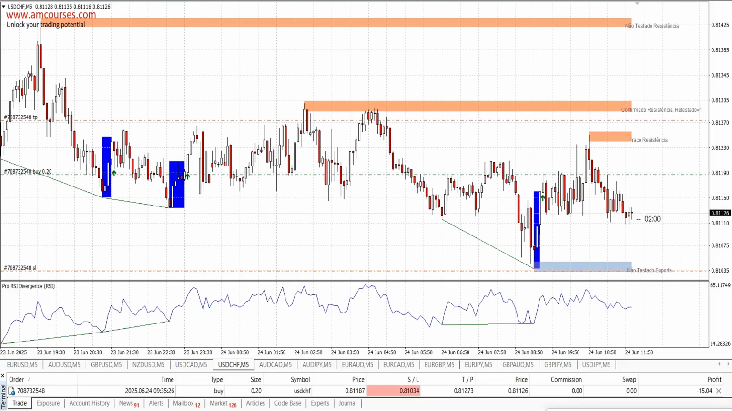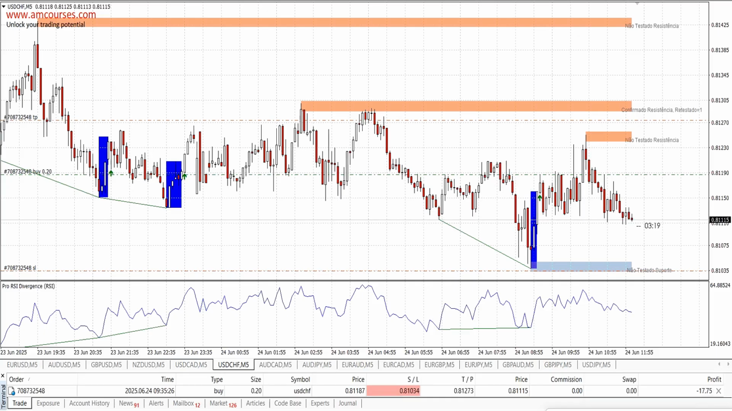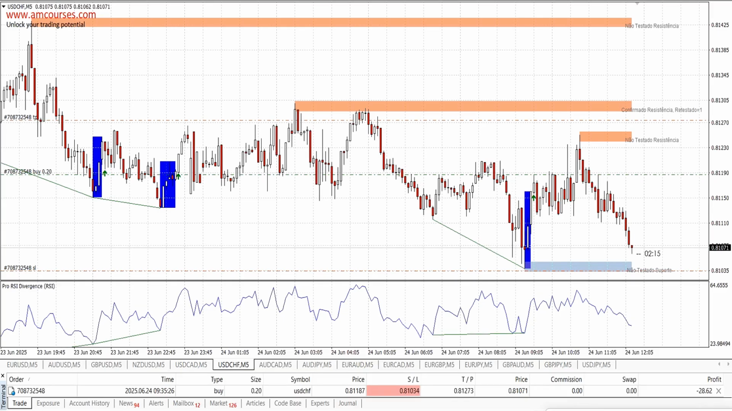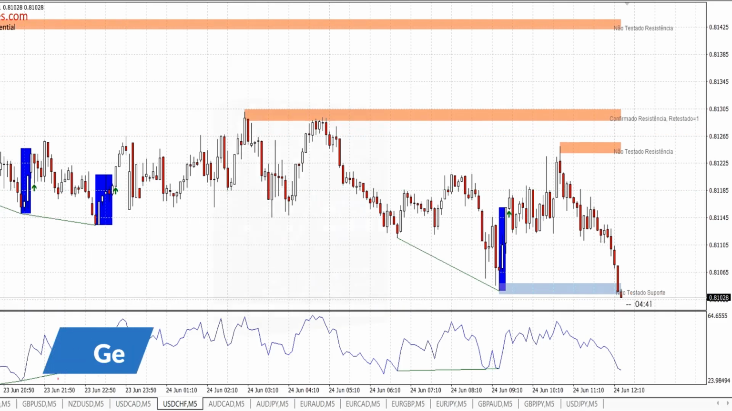This example shows how powerful this indicator can be, especially when combined with strong support resistance zones and clear divergences. Try this out on your own chart, and remember, always test it on a demo account first.